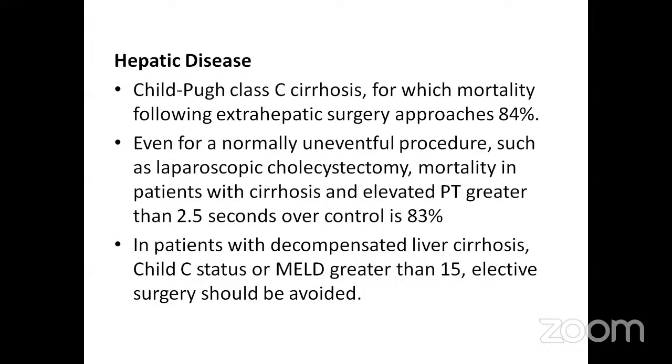Coming to the hepatic diseases, in Child-Pugh class C cirrhosis the mortality of extrahepatic surgery approaches 84%. Even routine procedures such as laparoscopic cholecystectomy have a higher mortality. The mortality of patients with cirrhosis with elevated PT of more than 25 seconds over control is 83%, which is much higher than expected. In patients with decompensated liver cirrhosis, Child-Pugh class C status or MELD greater than 15, elective surgery should be postponed.